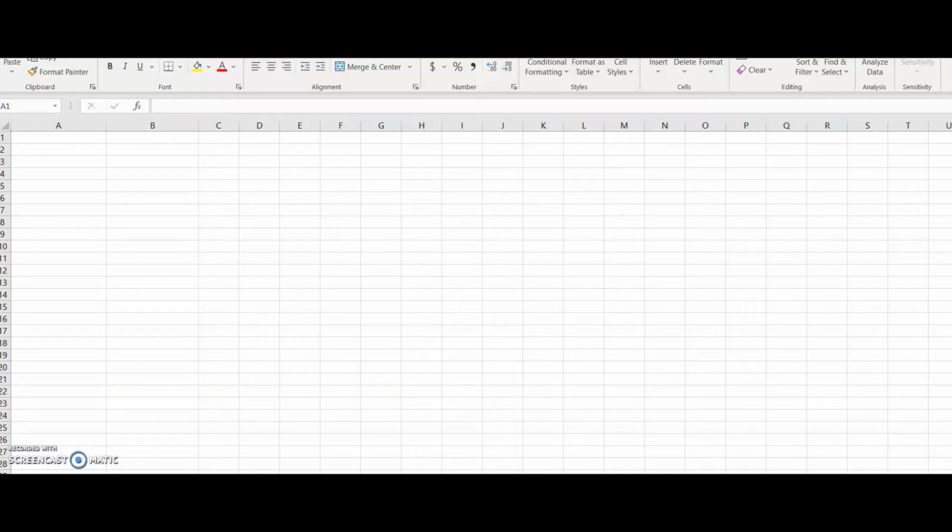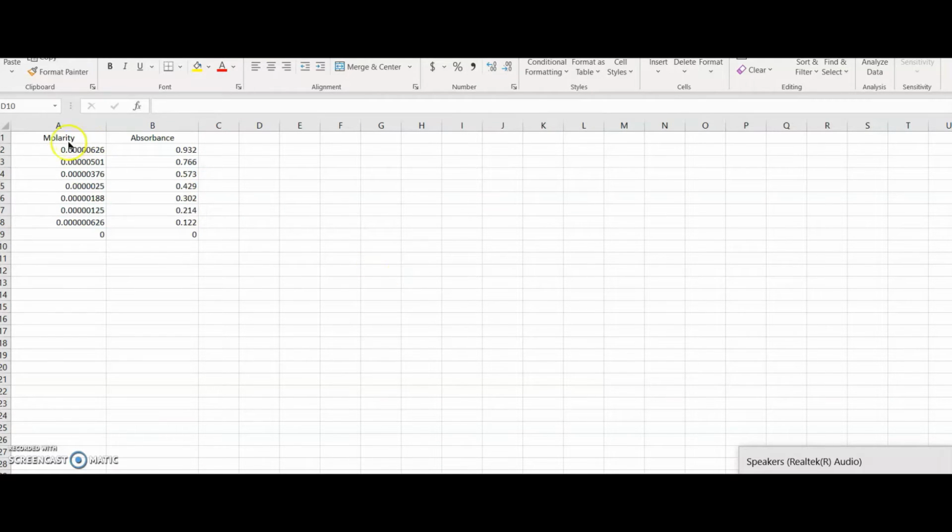Since the graph that the LabQuest created doesn't really show many values on the X and Y axes, it's best for us to take our data and put it into an Excel spreadsheet to create a more detailed graph. So I'm going to take a moment and enter in the molarity and the absorbance of my standard solutions. Now that I have my data, I'm going to copy that data.